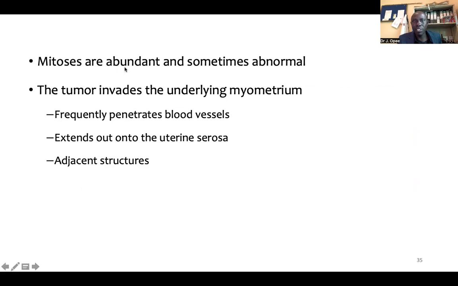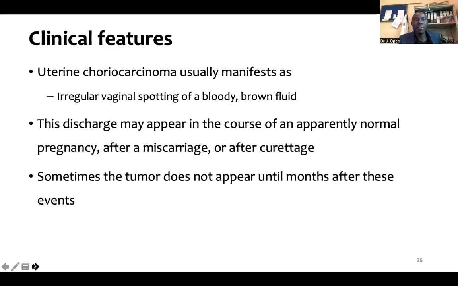The pathologist will tell you about abundant mitosis and can even tell that the tumor has invaded and involved other structures, frequently the blood vessels, uterine serosa, and adjacent structures. But even more seriously, it can embolize to other organs. The commonest is the lungs. As for clinical features, just like the others, you have irregular vaginal spotting or bleeding with brown fluid that you will be able to see. And sometimes we can get this patient looking like another case of incomplete abortion, and yet it's choriocarcinoma.